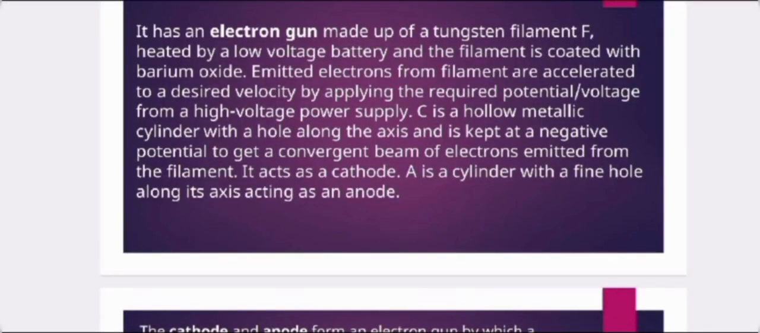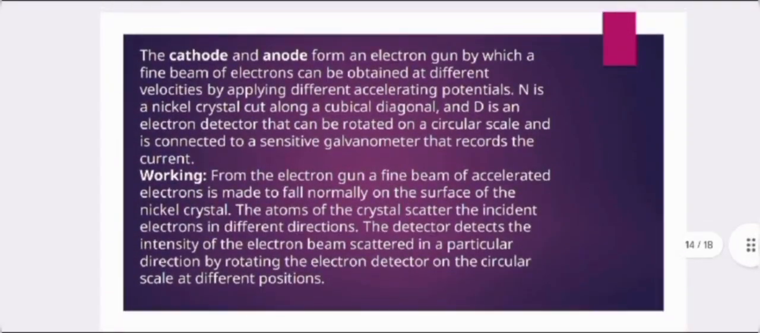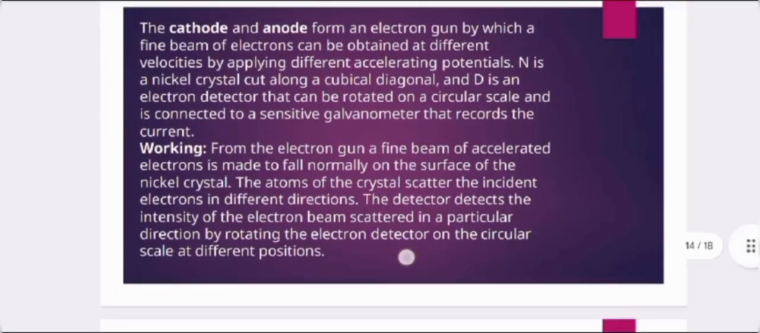A is a cylinder with a fine hole along its axis acting as an anode. The cathode and anode form an electron gun by which a fine beam of electrons can be obtained at different velocities by applying different accelerating potentials. N is a nickel crystal cut along a cubical diagonal, and D is an electron detector that can be rotated on a circular scale and is connected to a sensitive galvanometer that records the current.